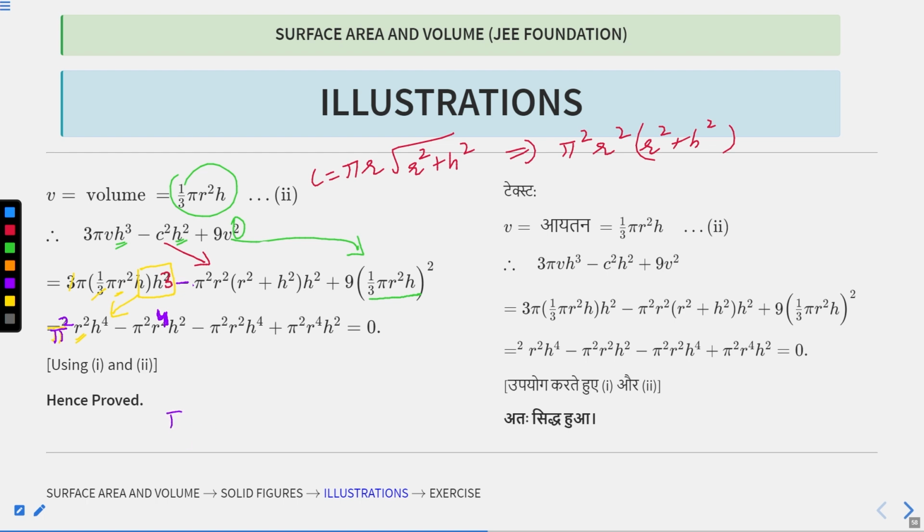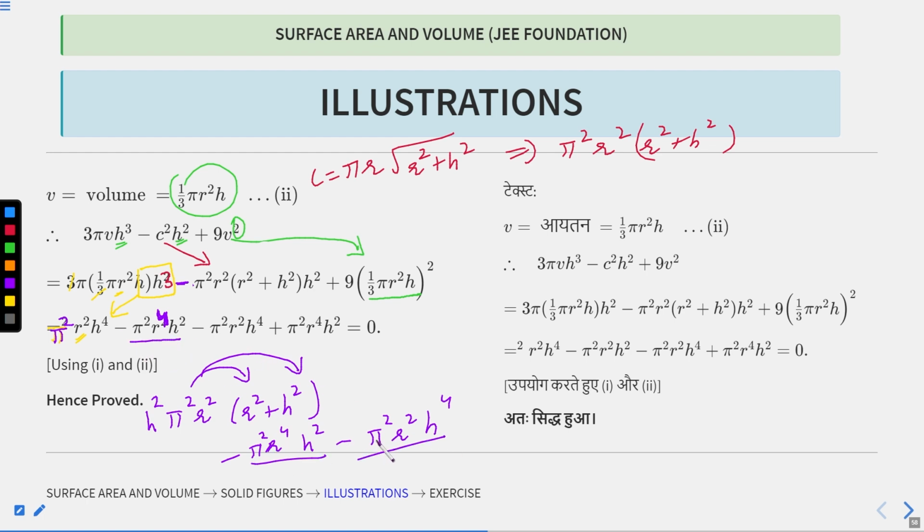So I'm writing here r square, pi square r square plus h square. I'm writing this h square here. Now just multiply these whole terms, this to this. So it is pi square r power 4 h square plus pi square r square h power 4, and the minus sign is here, so I put minus on both. So this will be minus of pi square r power 4 h square and minus of pi square r square h power 4. Yes, now it is correct.